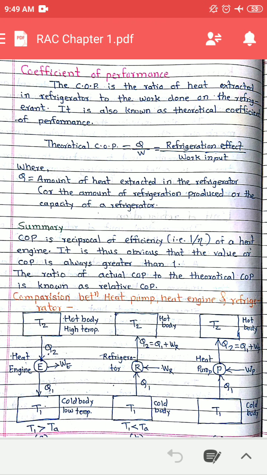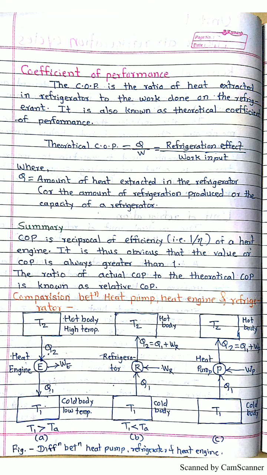Actual COP is calculated from the performance, by carrying out exact experiments, and theoretical COP is calculated by the formula, using the p-h chart. So this is all about the coefficient of performance.